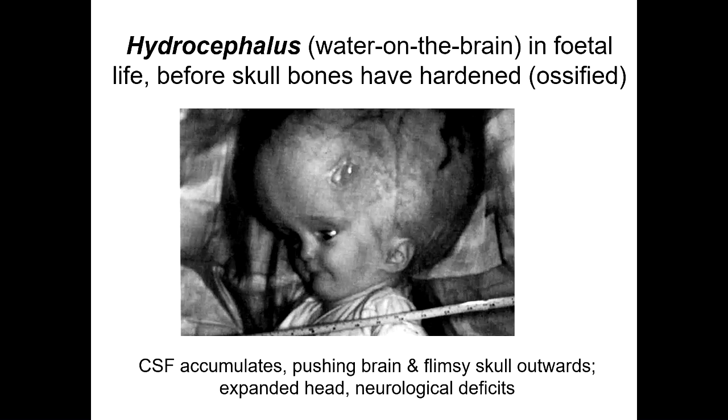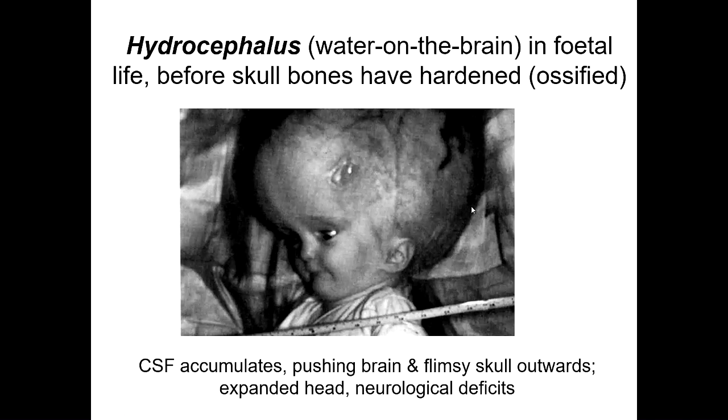If you're a fetus, in which the bones of your skull have not yet hardened, a process known as ossification, the bones of your skull, like your frontal bone, your occipital bone, and your temporal and parietal bones, are still soft and pliable. Then the build-up of CSF inside the brain pushes the brain outwards, and it pushes those soft skull bones outwards too, producing this massively expanded head, the contents of which is mainly CSF.